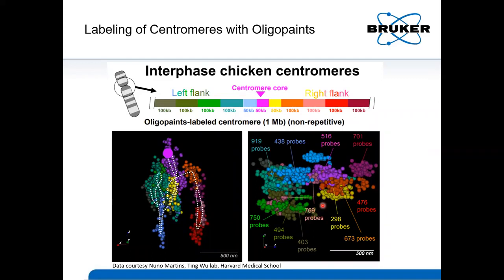So not all researchers looking at the genome are necessarily interested in doing large walks like in the previous example. In this example, studying centromeres during interphase, a smaller region, 1 megabase compared to the 8 megabase walk on previous slides, of a centromere was labeled and imaged with the Vutara. From the densely labeled data, you're able to draw a trace of the linear sequence to visualize it spatially.